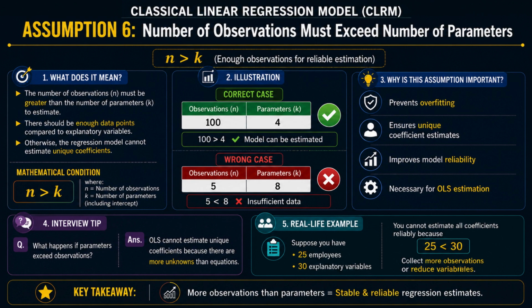Next is the sixth assumption. The number of observations should always be greater than the number of parameters that need to be estimated. Simply put, we should have enough data points compared to the number of variables in the model. If we try to estimate too many parameters with too little data, the model cannot uniquely estimate all coefficients. For example, if we have only 25 observations but 30 explanatory variables, reliable estimation is not possible. Having more observations reduces overfitting, improves reliability, and allows OLS to produce stable coefficient estimates.